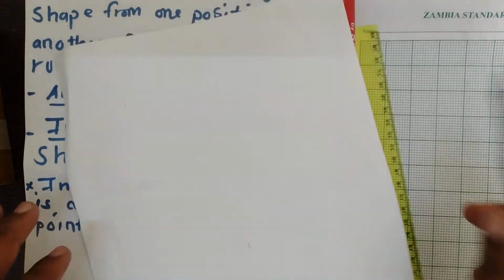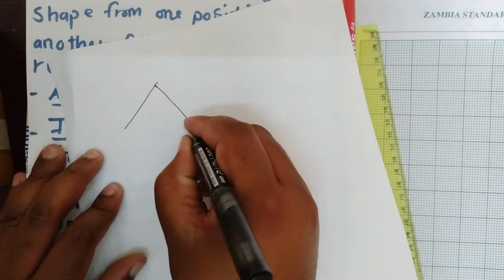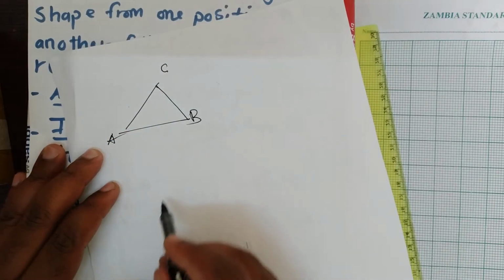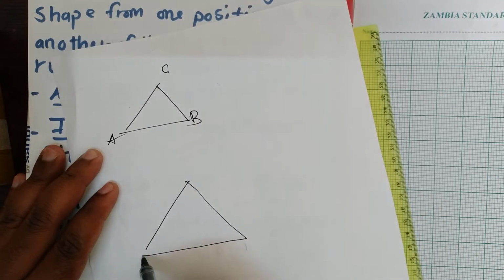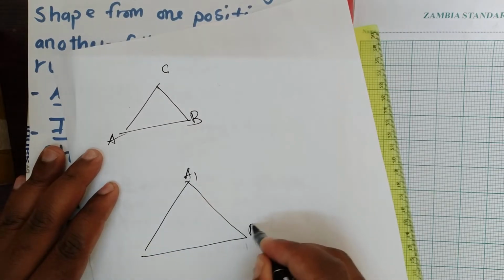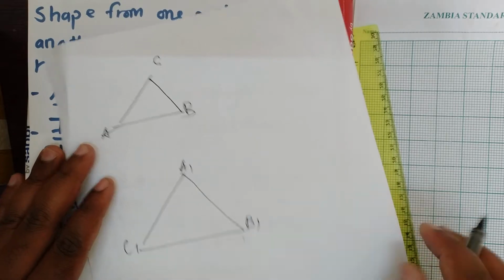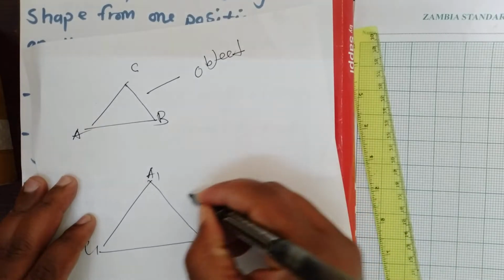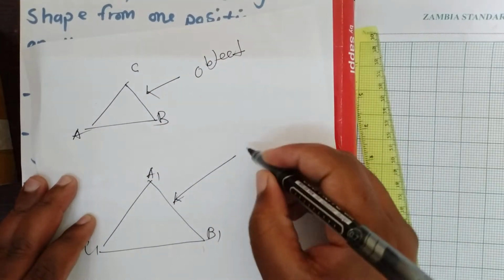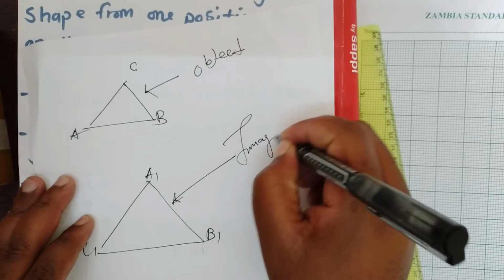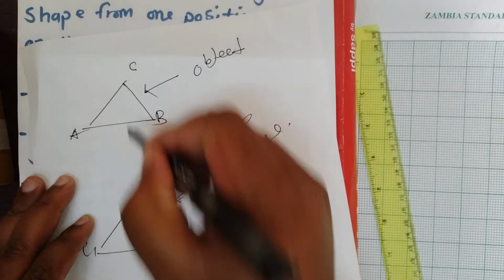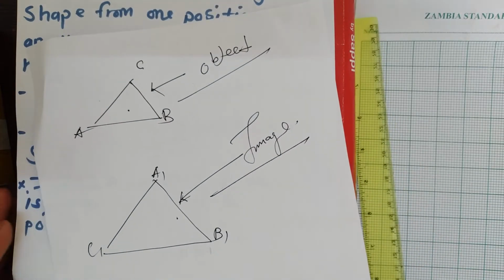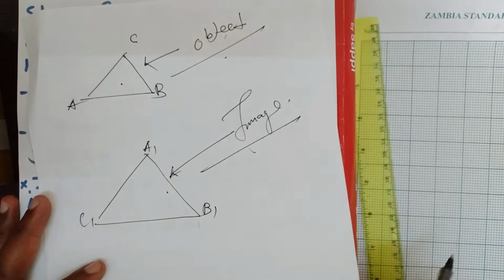So, for example, if you have a triangle A, B, C, then you produce another triangle here, which is A1, B1, and C1. So this shape is the object. Then this one is the image. If this is produced from this one, this is called the object and this is the image. You need to be comfortable with these two terms.